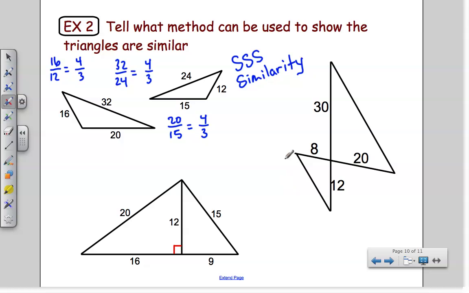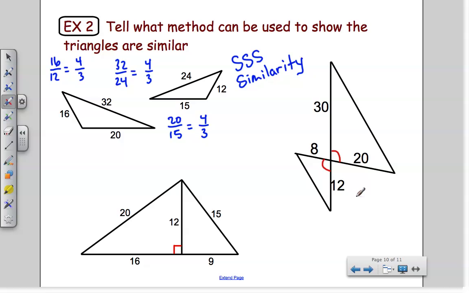Alright, what about in this example? We're not going to be able to use side, side, side because I'm not given these side lengths. I'm given two side lengths, which means I have to be given an angle that's congruent, and you notice what types of angles do we have here. We have vertical angles, so I know those are congruent. Now I am given the sides around the vertical angles, so if I can show those are proportional, potentially it would be a side angle side situation.